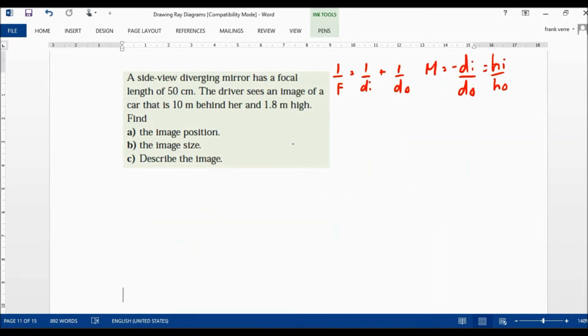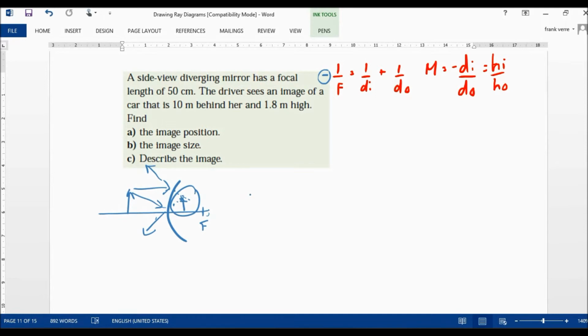Okay, now for a convex mirror or diverging mirror. The diverging mirror has a focal length of 50 centimeters. But remember, for a diverging mirror, it is a negative focal length. So we're going to make sure that we remember that. What we're going to do is look for the position of the image. With regards to a diverging mirror or convex mirror, the image is always going to be smaller than the object. And this is my crude diagram. So we know the image is always going to be virtual, which means it's going to be in the mirror.